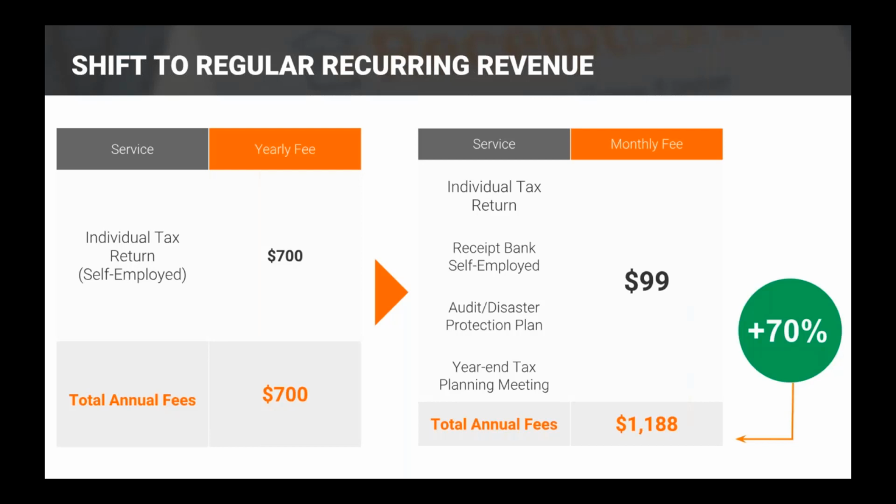And for that $99 a month, they're going to get the individual return and self-employed filing. They're going to get the software, so Receipt Bank Self-Employed, because that's going to be the tool that's going to facilitate the flow of information. Some firms will bundle in something like MileIQ, for example, if they have a lot of mileage.